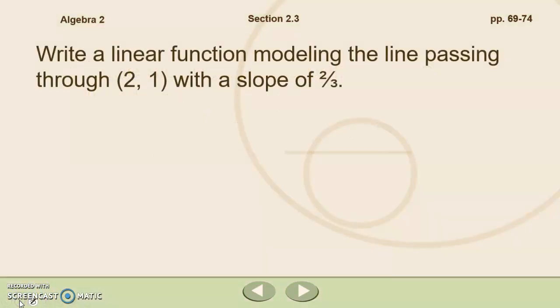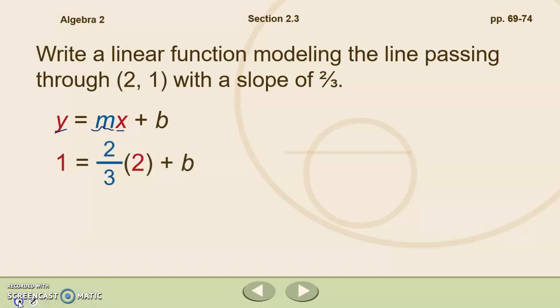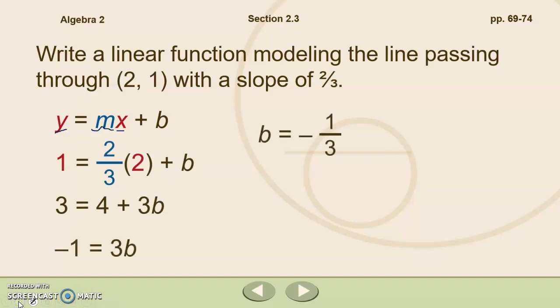Write a linear function modeling the line passing through (2, 1) with a slope of 2/3. Let's take a look at y equals mx plus b. We know a y and we know an x, 2 and 1. We also know our slope, 2/3. We can use that to find the y-intercept. We'll plug in what we know and solve for our variable, and we find out that b equals negative 1/3. When we put that back into slope-intercept form, we get y equals 2/3 x minus 1/3.